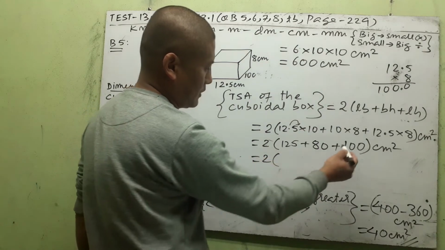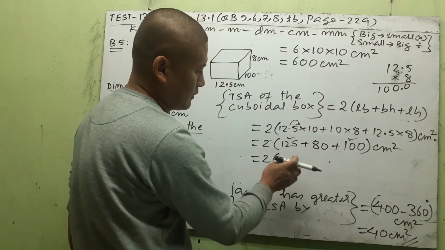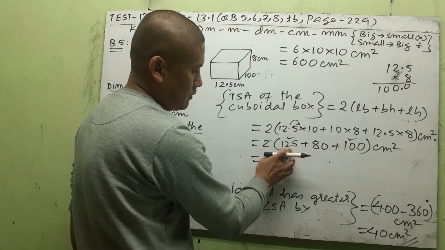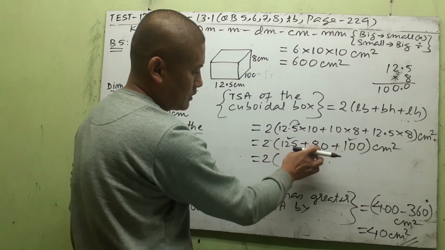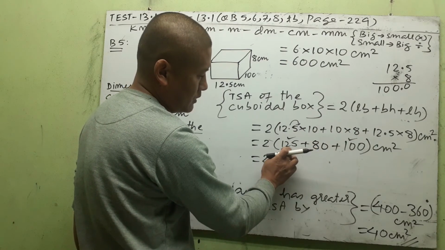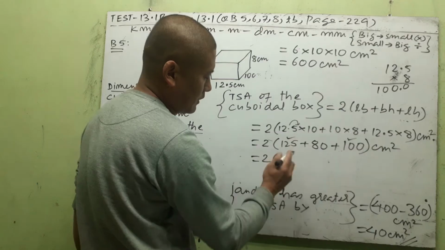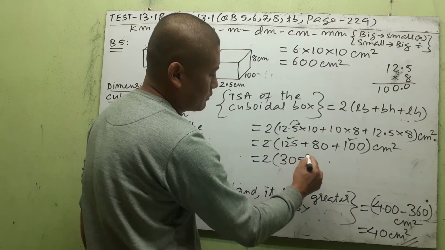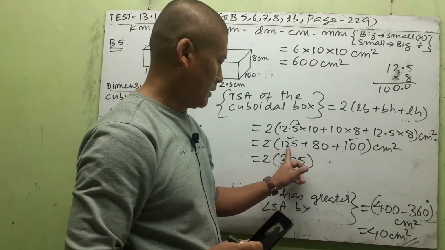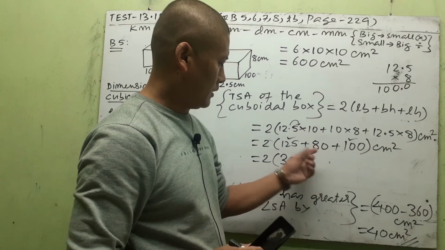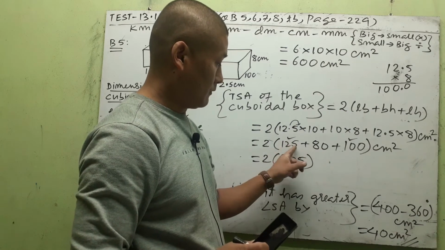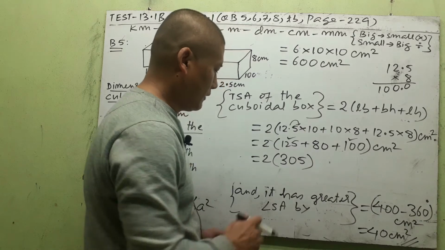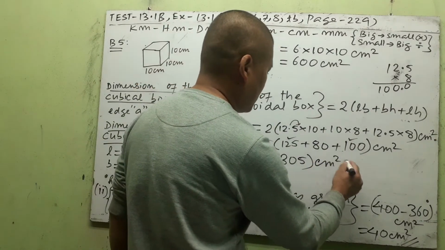100 plus 125. Okay, 100 plus 100, 200, 280. 20 is here, 80, 90, 305. I think it is very simple if you use your common sense. 100, 200, 280, then plus 20, 300, plus 5, 305 centimeter square.